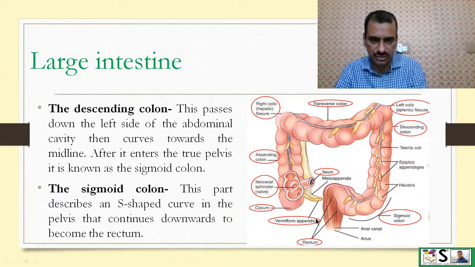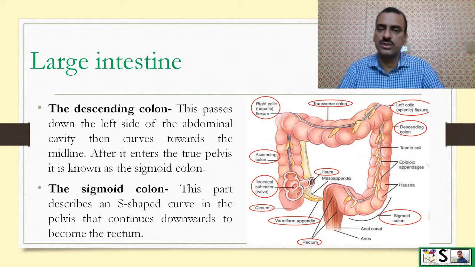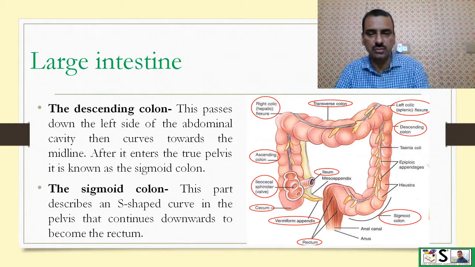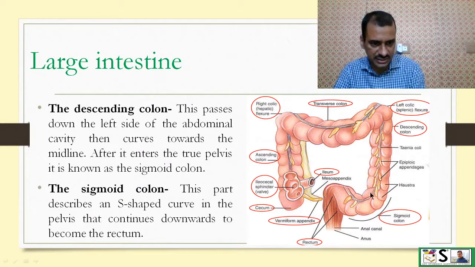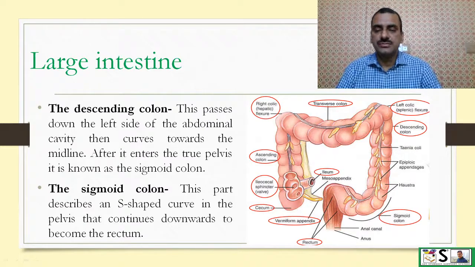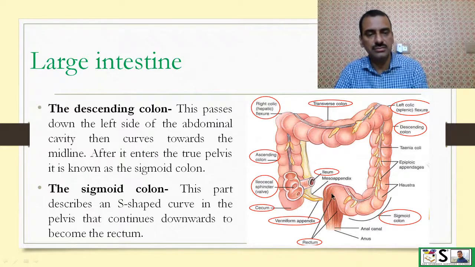Here you can watch it. Cecum, ascending colon, hepatic flexure, transverse colon, splenic flexure, descending colon. Descending colon passes down left side of the abdominal cavity and curves towards the midline after it enters the true pelvis, and it is known as sigmoid colon. Here at the last end it becomes sigmoid colon. Sigmoid colon is the part which is approximately S-shaped and curves in the pelvis to continue downwards and become rectum.